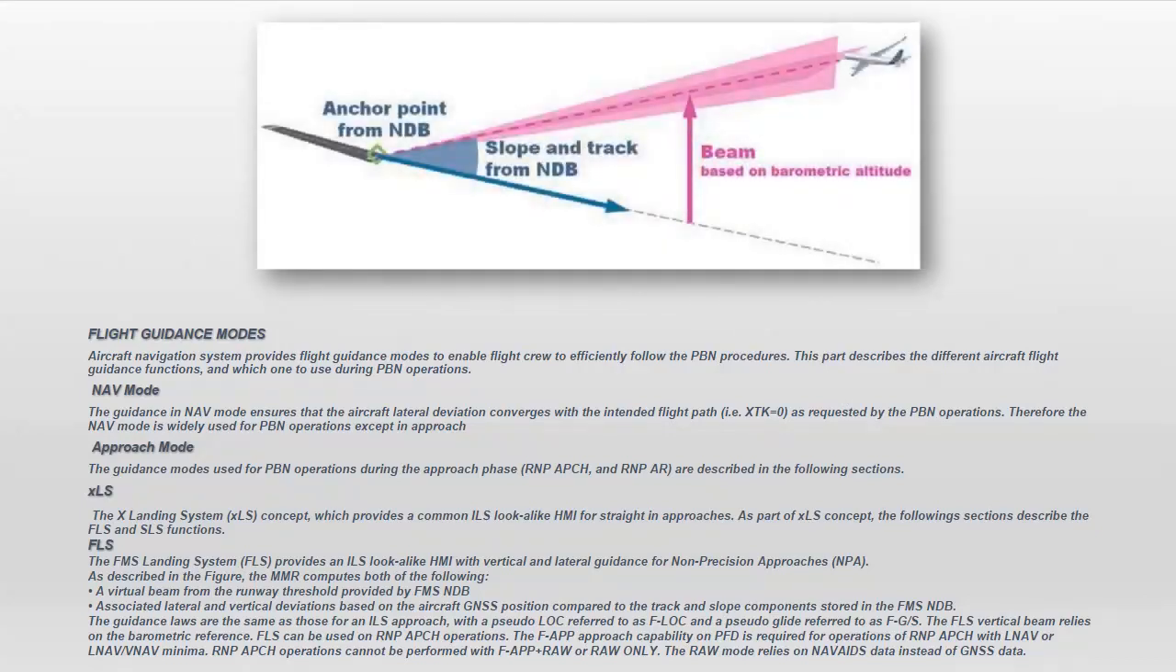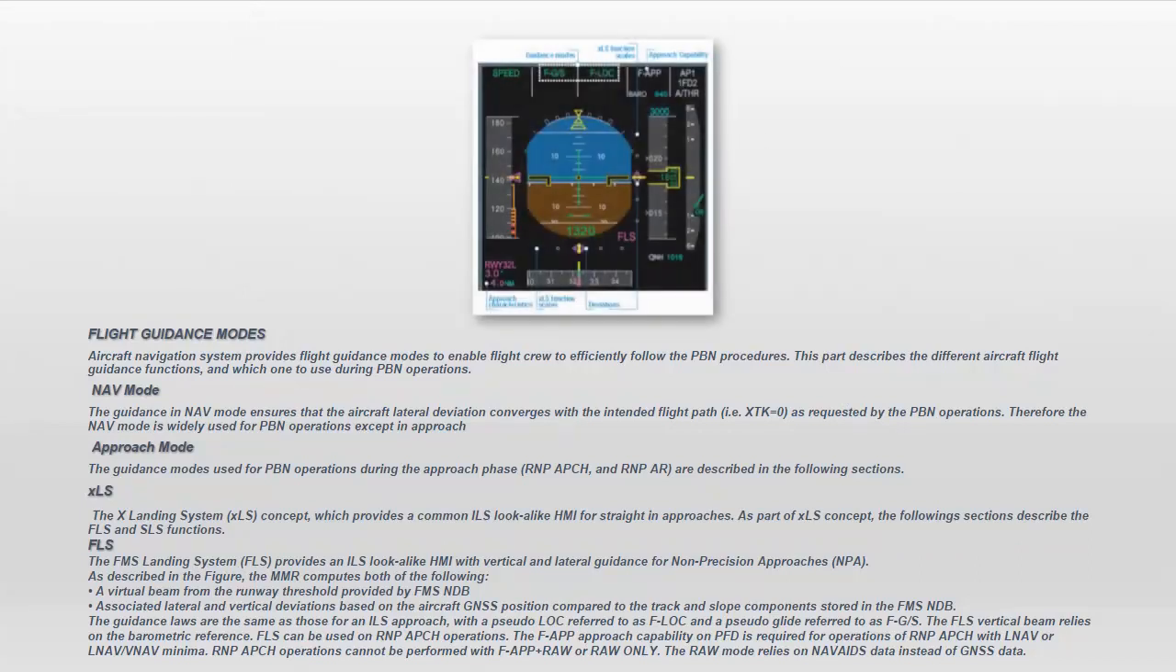As described in the figure, the multi-mode receiver computes both of the following: a virtual beam from the runway threshold provided by FMS and DB, and associated lateral and vertical deviations based on the aircraft GNSS position compared to the track and slope components stored in the FMS and DB. The guidance laws are the same as those for an ILS approach, with a pseudo-localizer referred to as F-loc, and a pseudo-glide referred to as F-glide slope. The FLS vertical beam relies on the barometric reference.